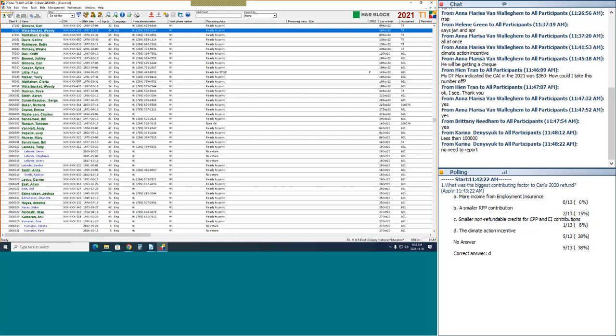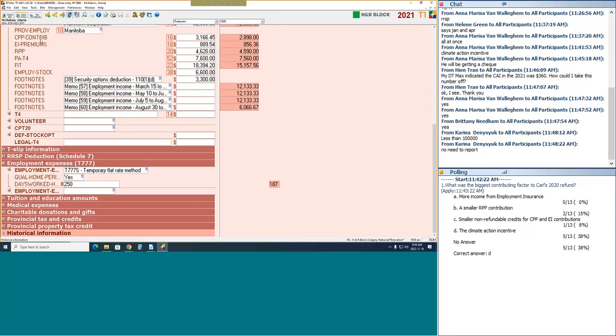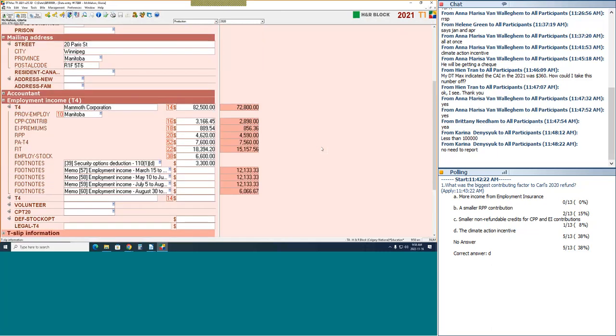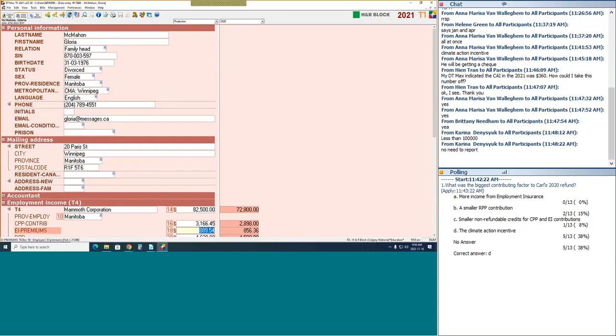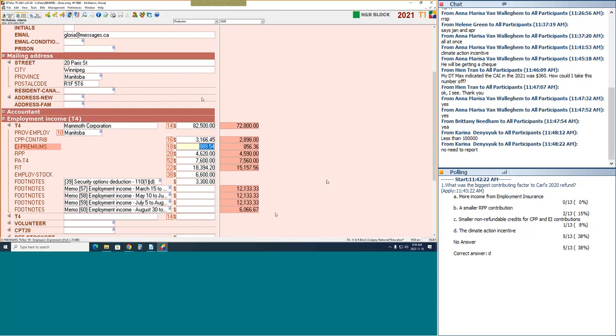So let's take a look at her returns. And what I'm going to do for this one, rather than show you the data entry by switching years, I'm going to show you the data entry using my right side, left side comparison. So what was the same? Her personal data was the same. Her T4 was different. You're going to notice that her T4 from 2020 had some extra boxes.